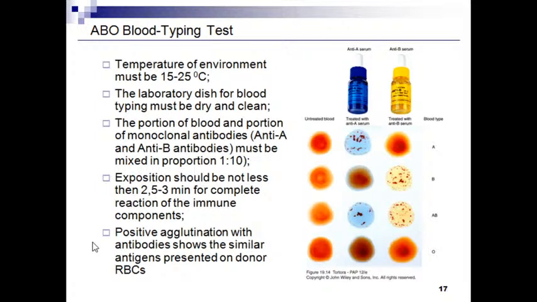Exposition should be not less than 2.5 or 3 minutes for complete reaction of the immune components. And the result of the test: the positive agglutination with antibodies shows the similar antigens presented on donor RBCs.